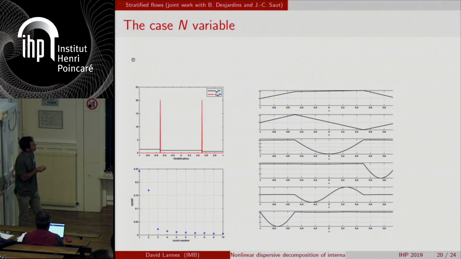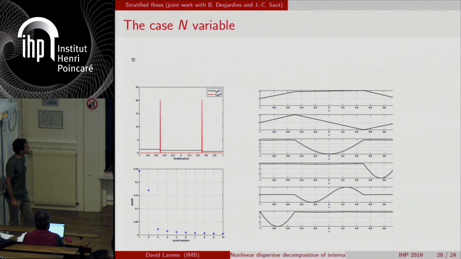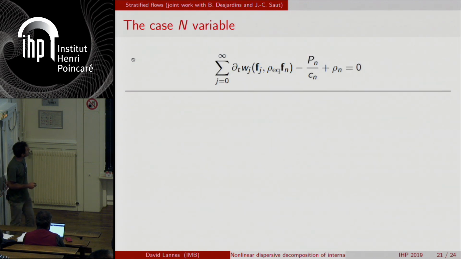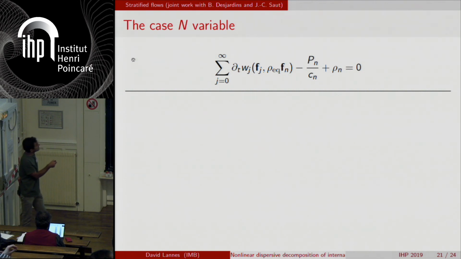And okay, so it's a bit more complicated, and you cannot really approximate this by sinus and cosinus. And so you need to understand what happens when n is not constant. So as I said, when n is not constant, the Fg is not an orthonormal basis for this scalar product.